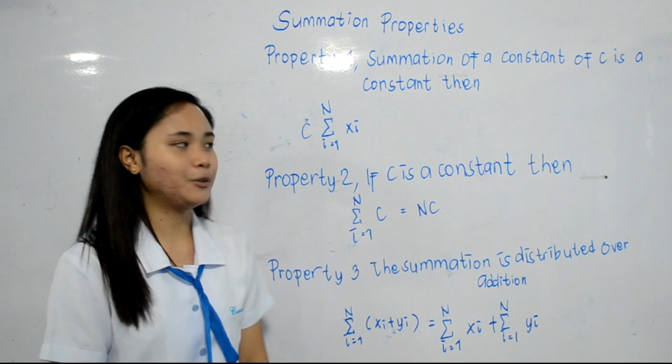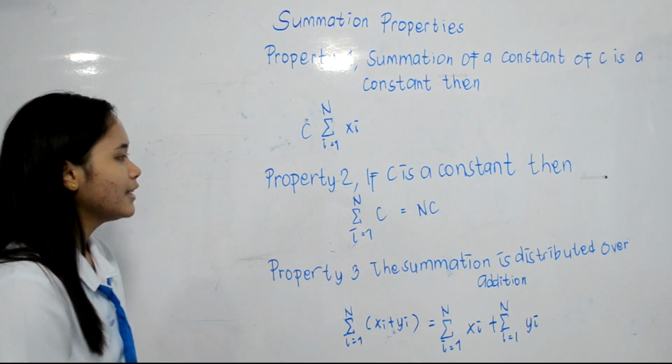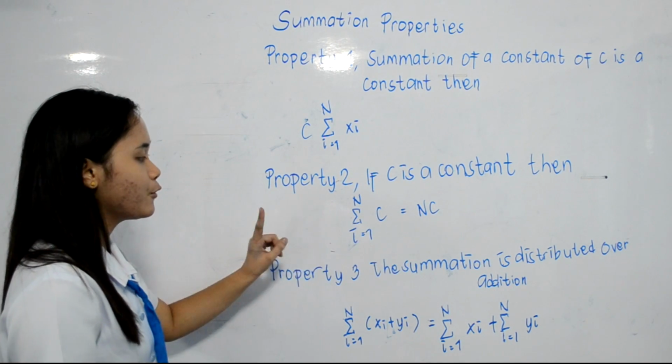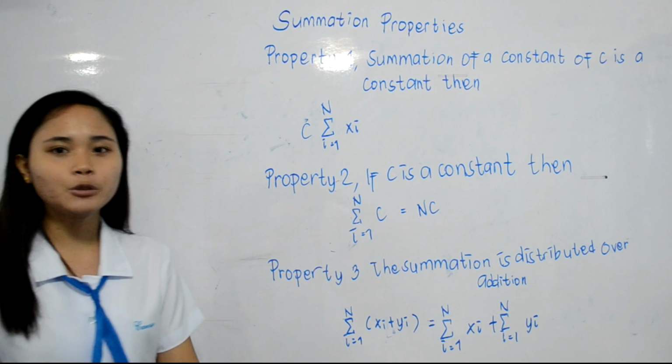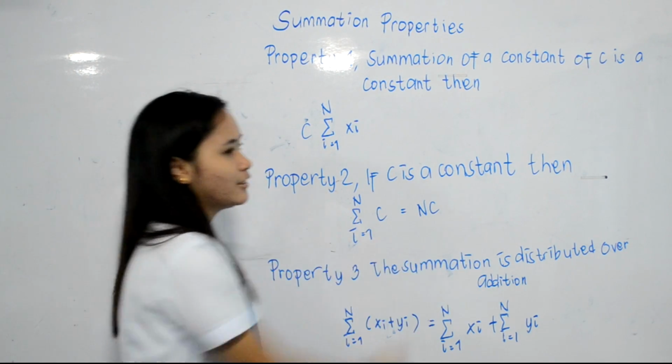Next is property 2. Property 2 is the easiest among the 3 properties. If c is a constant, then summation of c as I goes from 1 to n. Here you need to multiply the upper limit to the constant, and that is the answer.